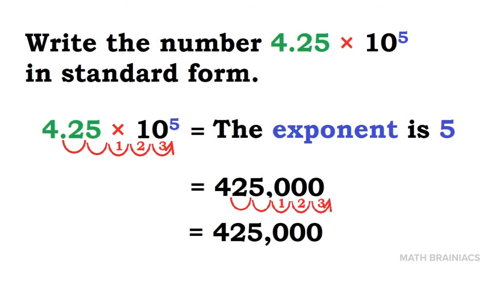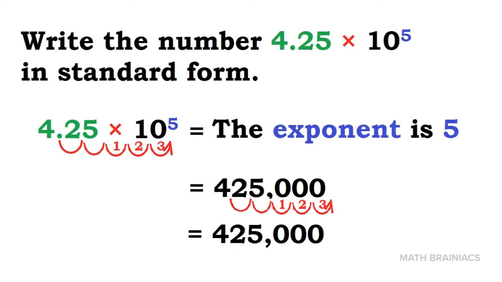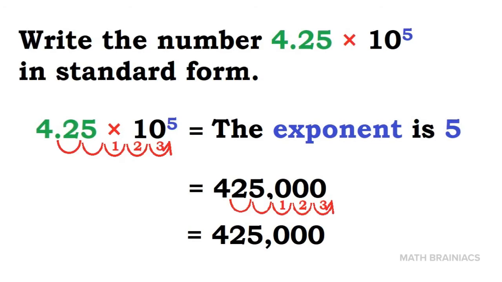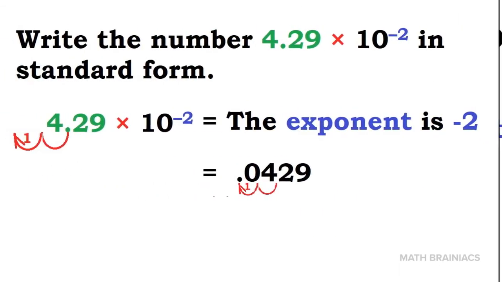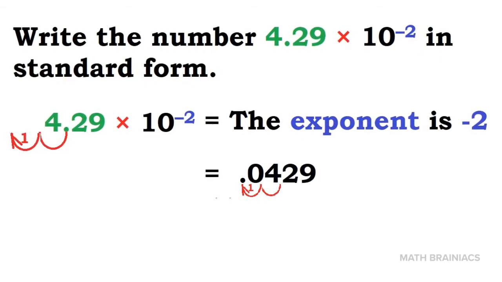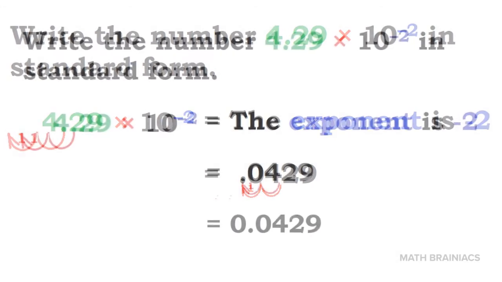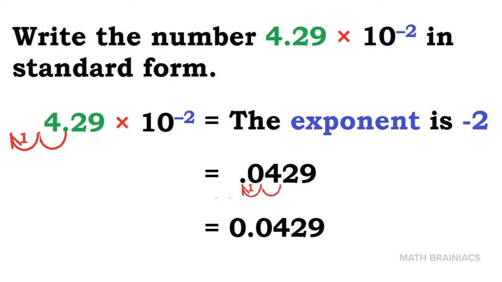To wrap it up, in converting scientific notation to standard form, look at the exponent. If the exponent is positive, you're going to move the decimal point to the right. And the number of moves of the decimal point to the right depends on the value of the exponent. If the scientific notation has a negative exponent, we are going to move the decimal point to the left. And we are going to add zeros depending on the value of the exponent.